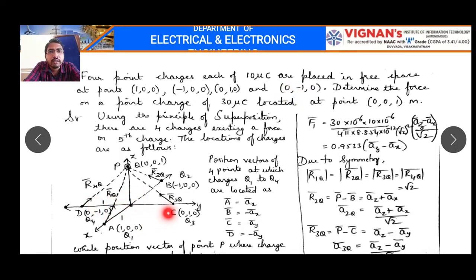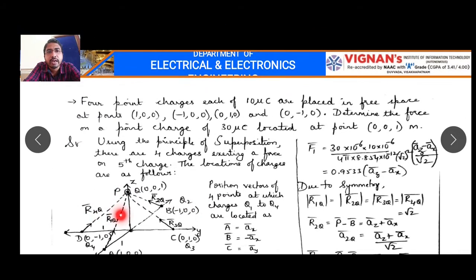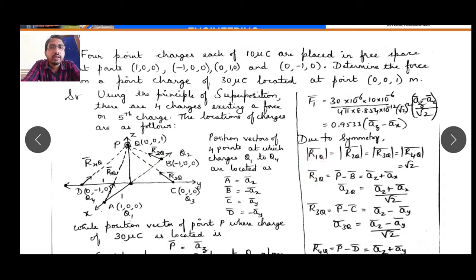Now all the 4 charges placed at these 4 points will exert some force on a new point at 0 0 1. Here, 0 0 1 means that on the z-axis there is another charge of 30 microcoulombs placed. Now, what is the total force acting on this charge at P due to all these 4 charges? That is the problem. So to find the force, what is the formula? 1 by 4 pi epsilon naught, q1 q2 by r square, into a R bar.